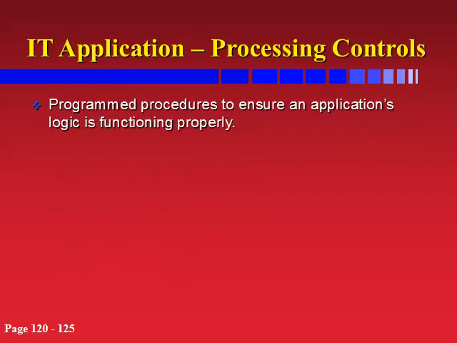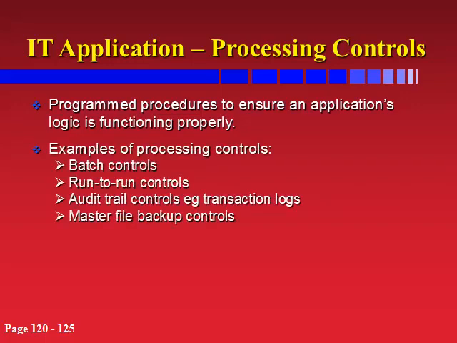After passing through the data input stage, transactions enter the processing stage of the system. Processing controls are programmed procedures in the system to ensure that an application's logic is functioning properly. Processing controls consist of batch controls, run-to-run controls, audit trail controls, and master file backup controls. Let's take a look at these examples in a little bit more detail.